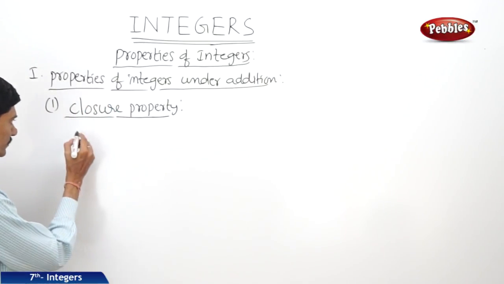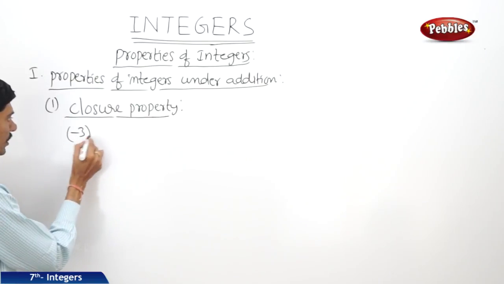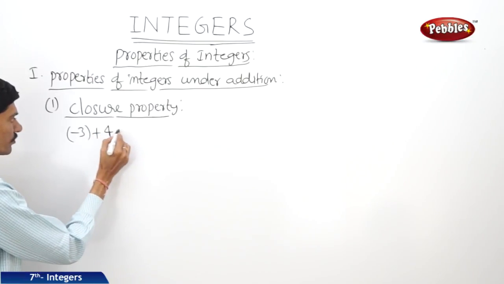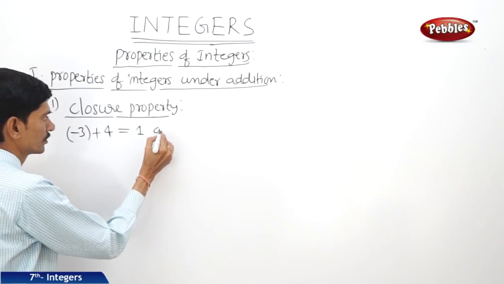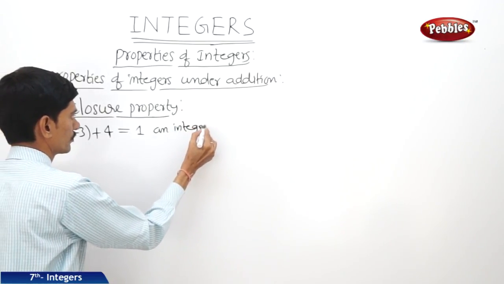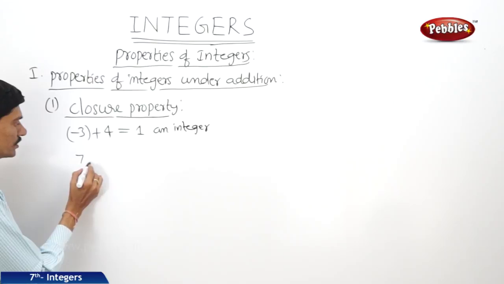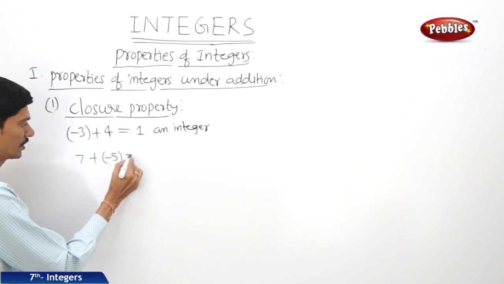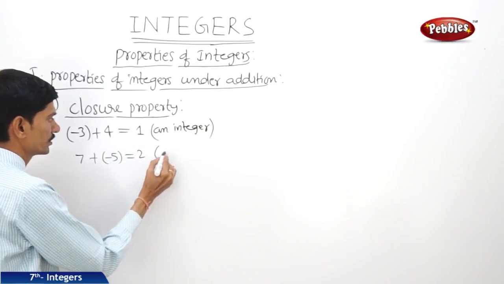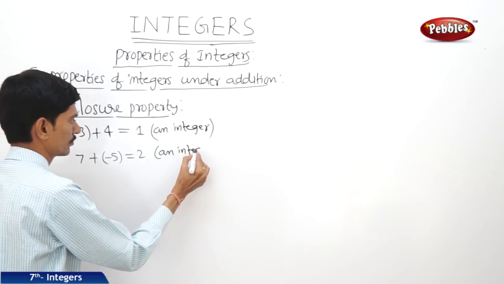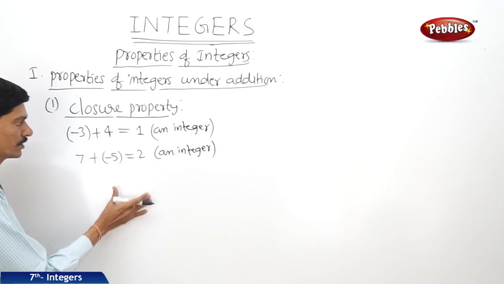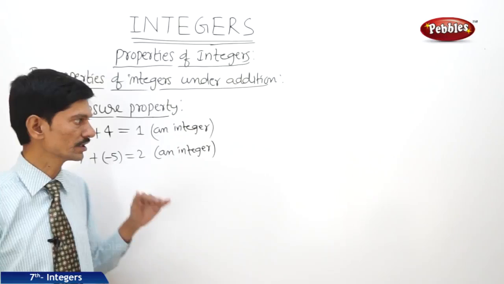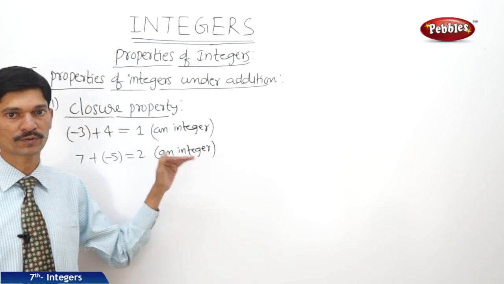Now for example, minus 3 is an integer and 4 is also an integer. Then minus 3 plus 4 equals 1, which is an integer. And 7 is an integer and minus 5 is also an integer. So 7 plus minus 5 equals 2, which is also an integer. So this can be verified with any two integers. So the sum of any two integers is also an integer. So we can say that integers follow the closure property under addition.